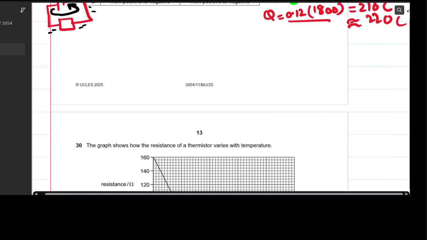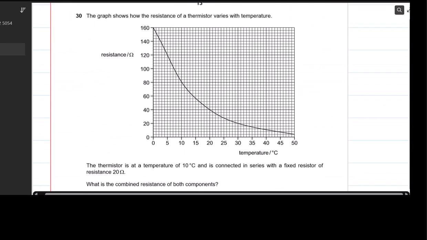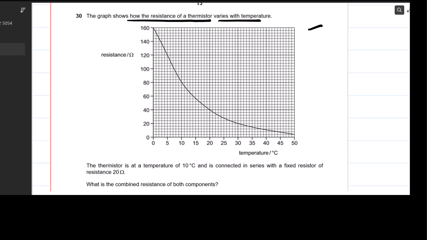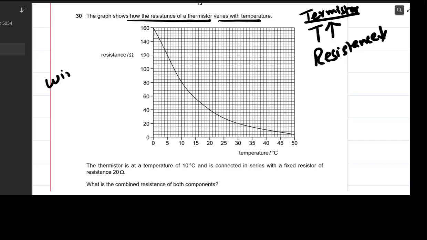Moving to question 30, the graph shows how the resistance of thermistor varies with temperature. If temperature of thermistor increases, remember its resistance decreases. It is not a case of wire. In wire, if temperature increases, resistance also increases. So you can see as temperature is increasing, resistance is decreasing.